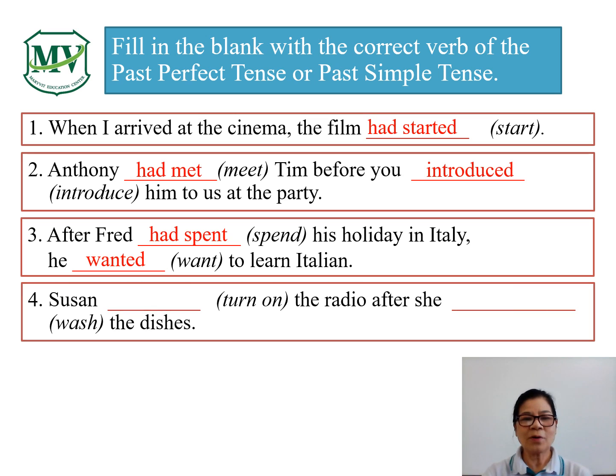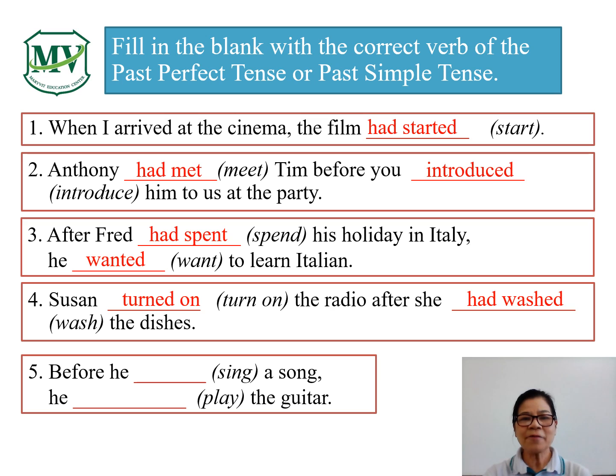For number 4, Susan blank turn on the radio after she blank wash the dishes. This sentence starts with the second event, that we use the past simple tense, turned on. Next is the first event, that we use the past perfect tense, had washed. Susan turned on the radio after she had washed the dishes.